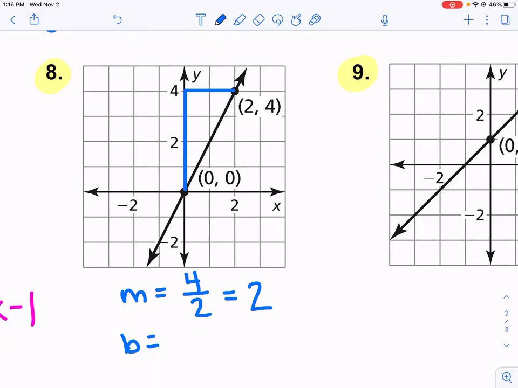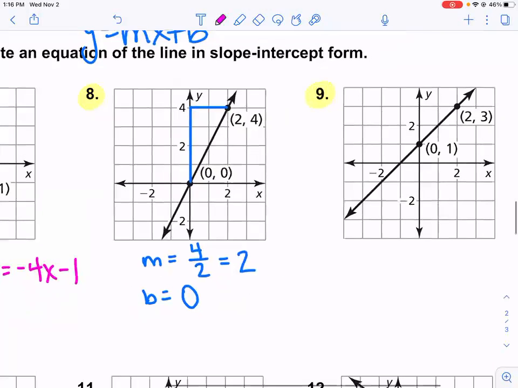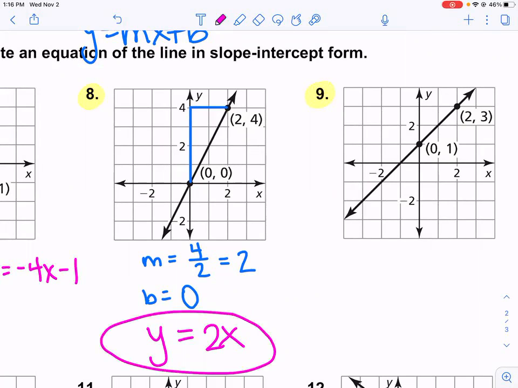Where does this line go through the y-axis? Here's the y-axis. Oh, so our y-intercept is 0. So when we write this line, we're going to write y equals mx plus b. Guess what? Plus 0, totally not necessary. y equals 2x is just fine.